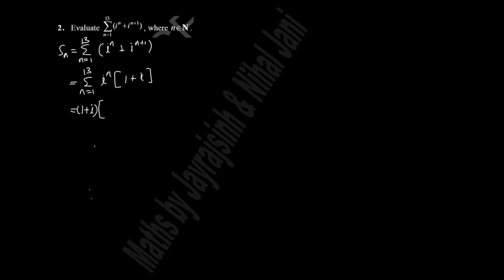Common is i raised to n, so the remaining term is 1 + i. Now 1 + i is actually a constant, take it outside. We just have to expand i raised to n. Place the values of n starting from 1, 2, 3: i raised to 1, i squared, i cube, i raised to 4, and so on up to 13, right?